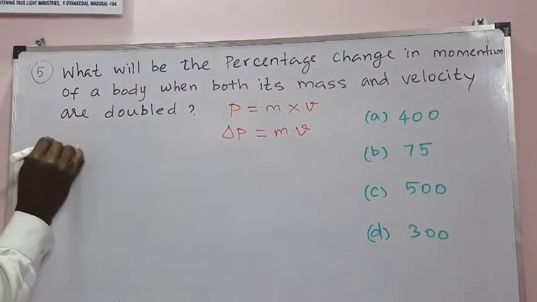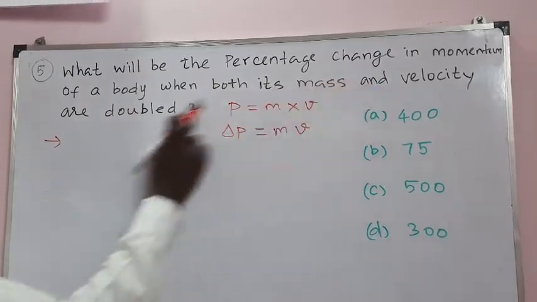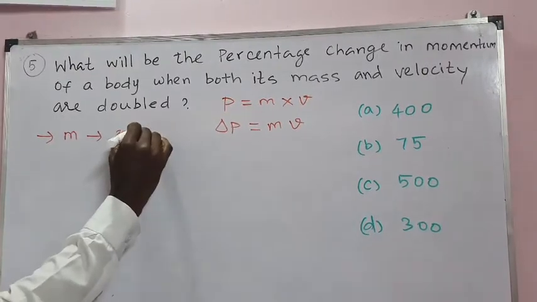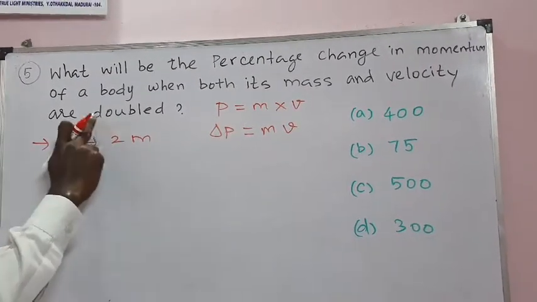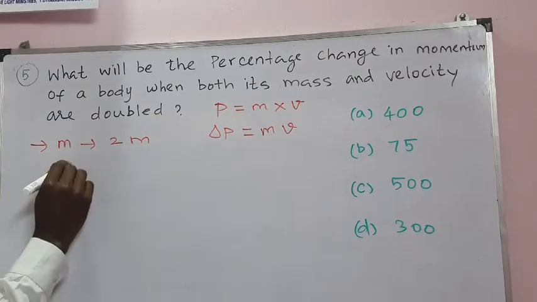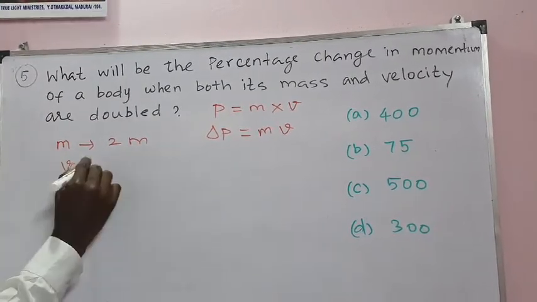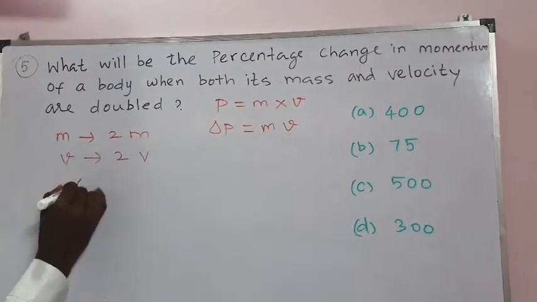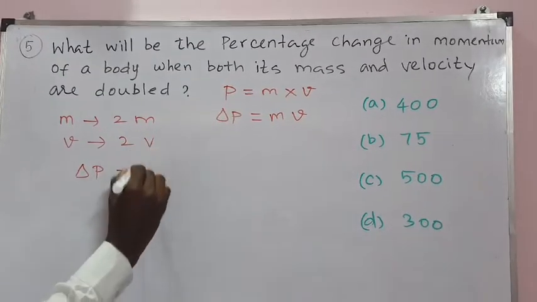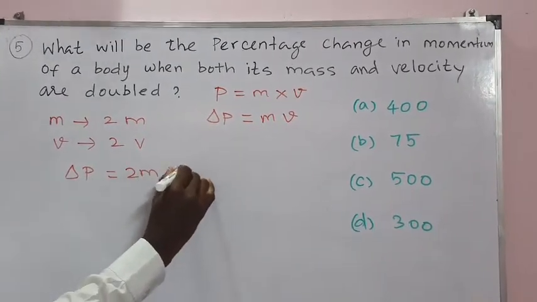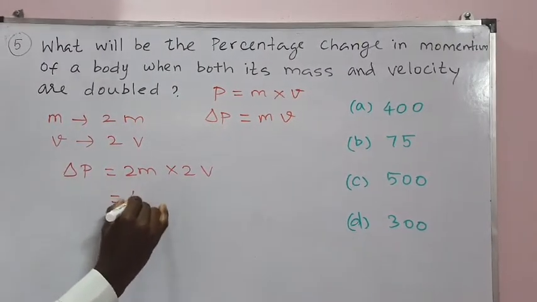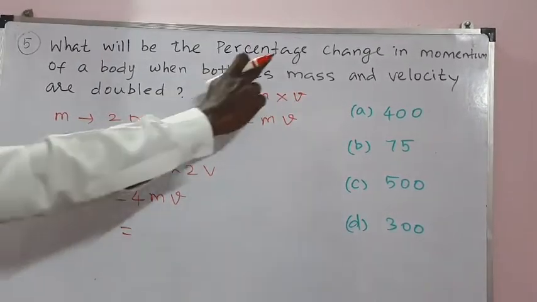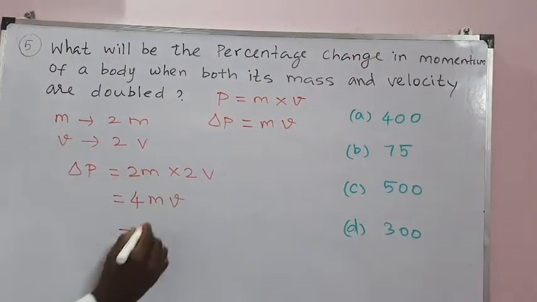Here what is given in the question is that mass and velocity are doubled. So when m is doubled, it becomes 2m. When it is doubled, we have 2m, and the velocity also becomes 2v. So the change in momentum is 2m into 2v. So that is 4m into v. So they have asked for the percentage change in momentum.